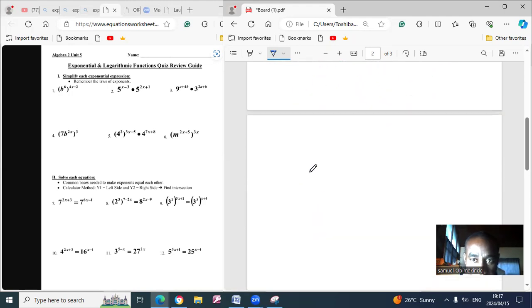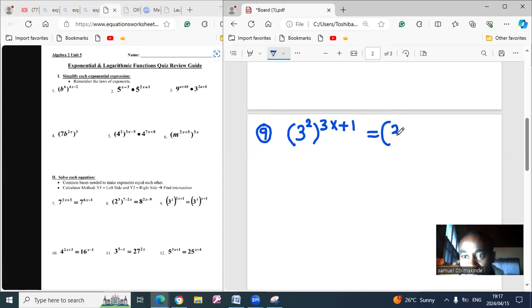So question 9. Here we have bracket 3 squared, then we have 3x plus 1 equals bracket 3 cubed, x plus 4.